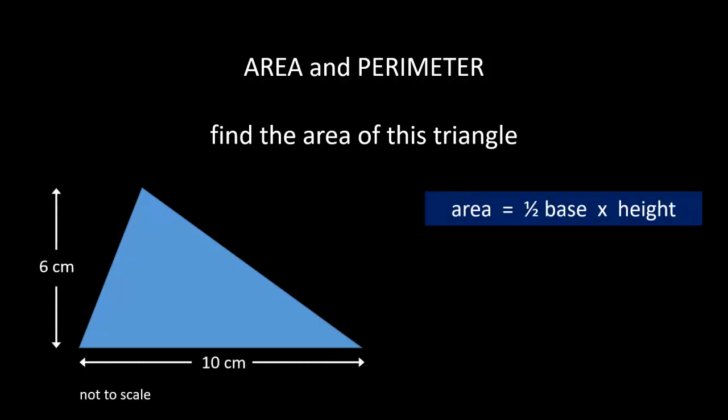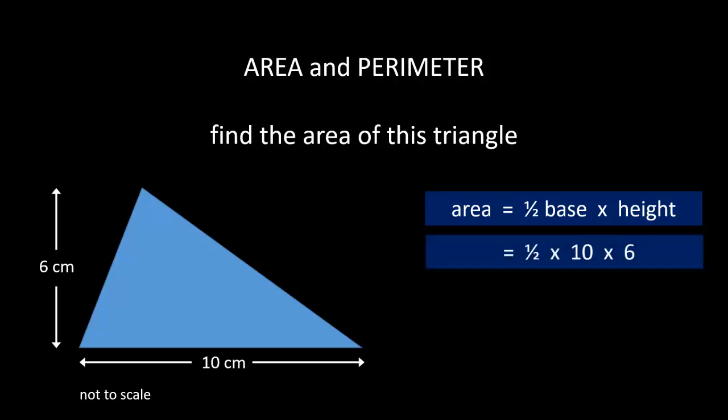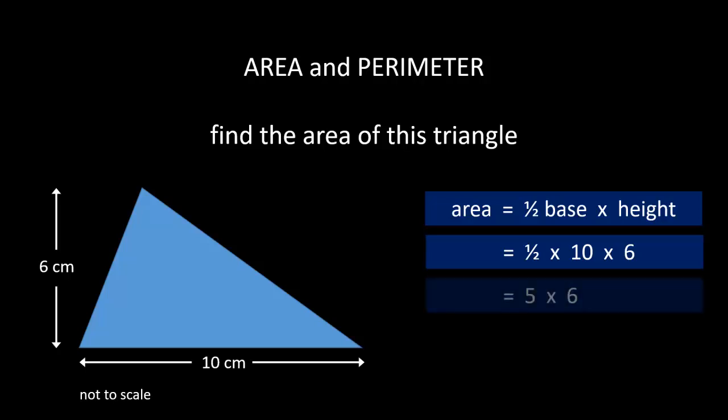So the area is half times 10 times 6. Now we've got a choice of things here. We could say, well, half of 10 is 5. 5 times 6 is 30. Or we could have said 10 times 6, that's 60. Half of 60 is 30.